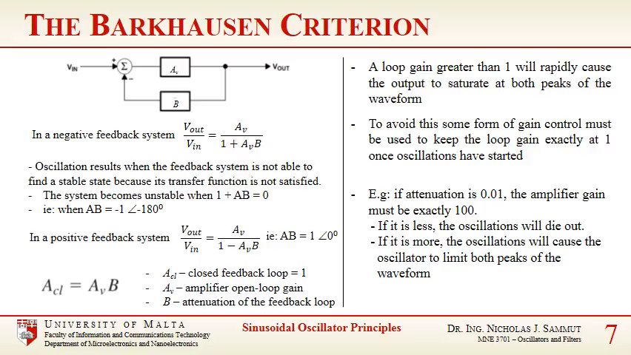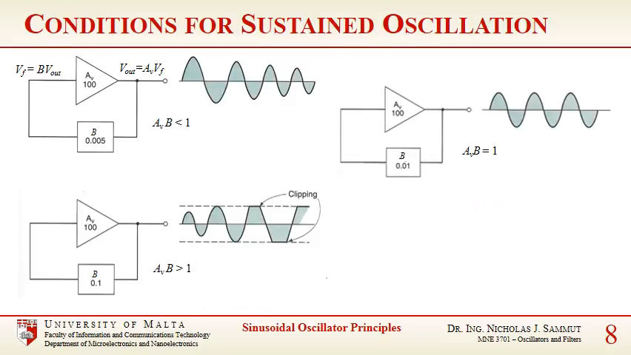Now, to avoid this, some form of gain control must be used to keep the loop gain exactly at 1 once oscillations have started. For example, if you have an attenuation of 0.01, then the amplifier gain must be exactly 100. If it is less, the oscillations will die out. But if it is more, the oscillations will cause the oscillator to limit both peaks of the wave. And here we're seeing this graphically.